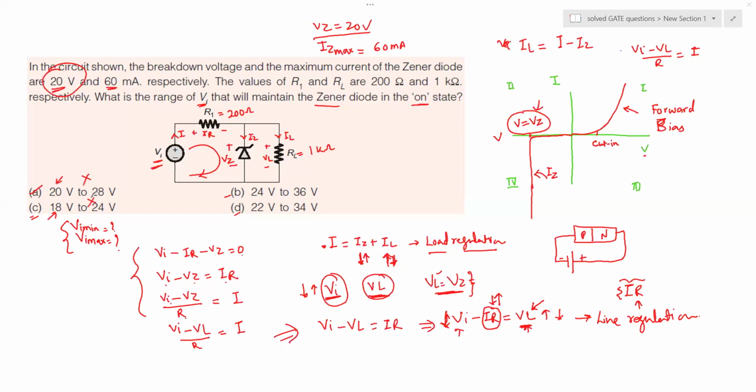We don't have these options. Only these two options are available then. I say again, because VZ is 20 volts, VI minimum has to be greater than 20 volts, because we just said VI minus IR minus VZ equals 0. So VZ is VI minus this IR drop. Obviously VI has to be greater than 20.